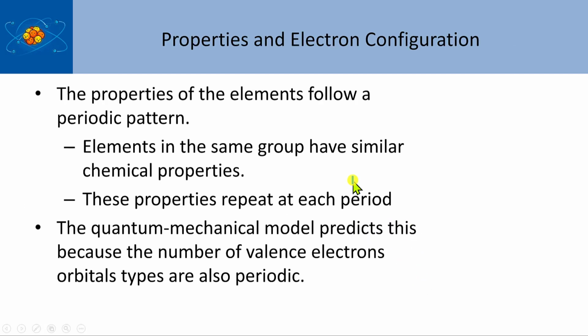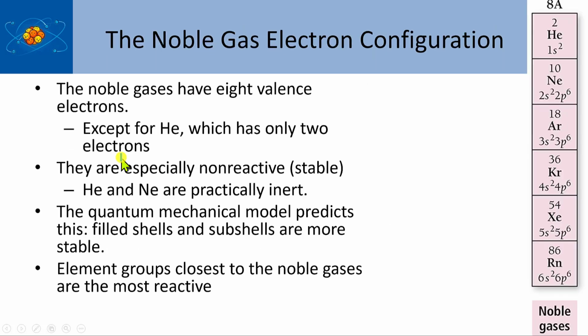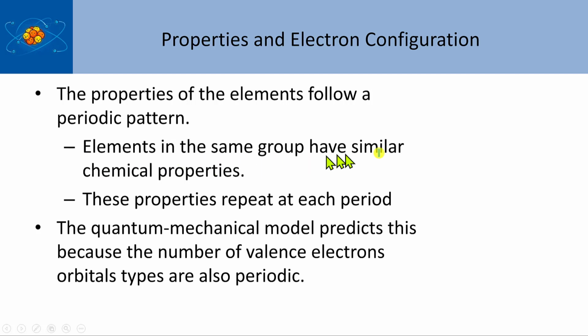A couple other bits about the electron configurations. The properties of elements follow a periodic pattern, and the quantum mechanical explanation is that that's because they have the same number of valence electrons, so you would expect the same kind of chemistry to happen with them. In periodic law, we say elements in the same group have similar chemical properties. These properties repeat at each period, and I guess I should add in there, when the atoms are placed in order of increasing atomic mass. But quantum mechanics predicts this simply based on the number of valence electrons.